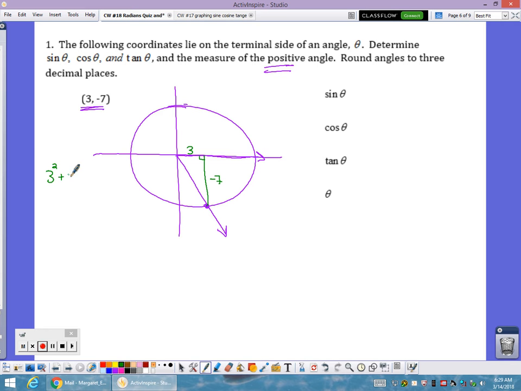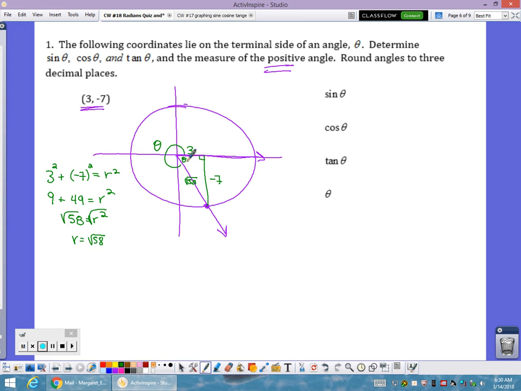I moved 7 down. And now we need to find that hypotenuse, right? So 3 squared plus -7 squared equals, well, let's say the radius squared. Or you could say hypotenuse or c or whatever value you're comfortable with. 9 plus 49 equals r squared. So that's what, 58? And square root. So r equals the square root of 58. Okay. So we found the radius by using Pythagorean theorem.